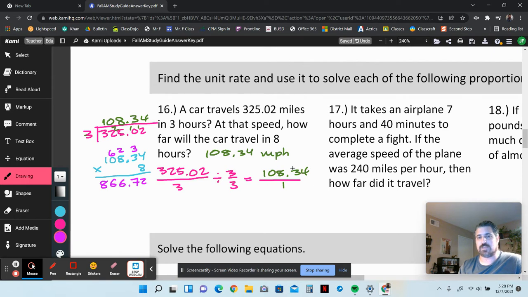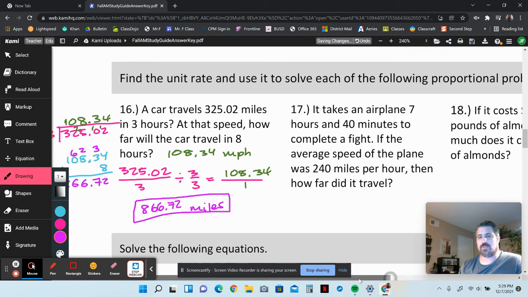So if this is the speed it's traveling in miles per hour, and then you multiply it by the number of hours you're going to be traveling, you're going to end up with the number of miles you traveled. Okay. So the answer is 866.72, and then don't forget the word miles, is how far it will travel. Box your answer, and that's how you do the problem.